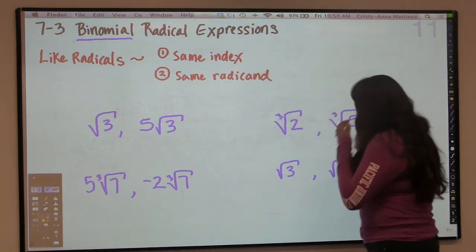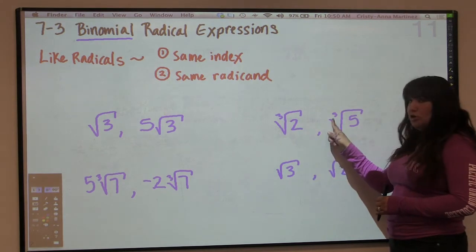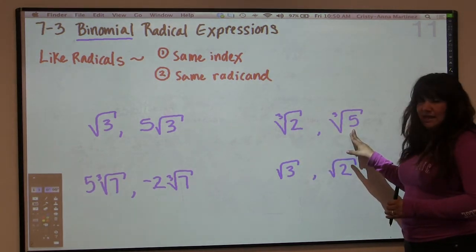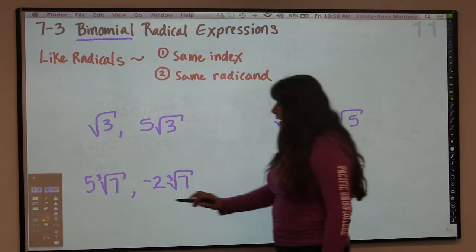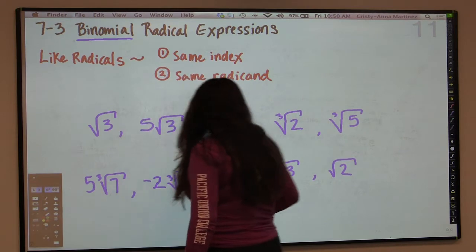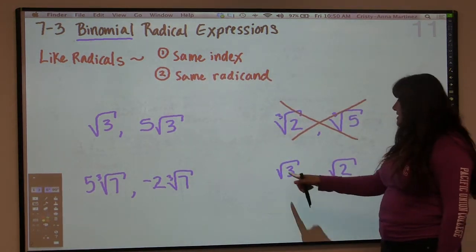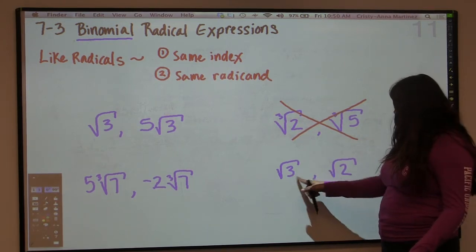Then we have some examples of what's not a like radical. Even though you have the same index here, they're both 3, the radicands 2 and 5 are not the same. So these are not like radicals. Let's cross those out here. Also here you have the same index, 2 and 2, but again the radicand is different.